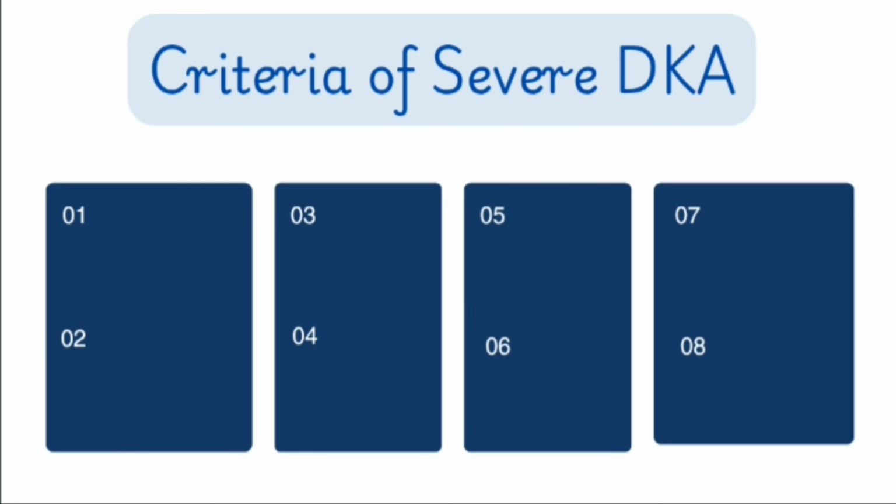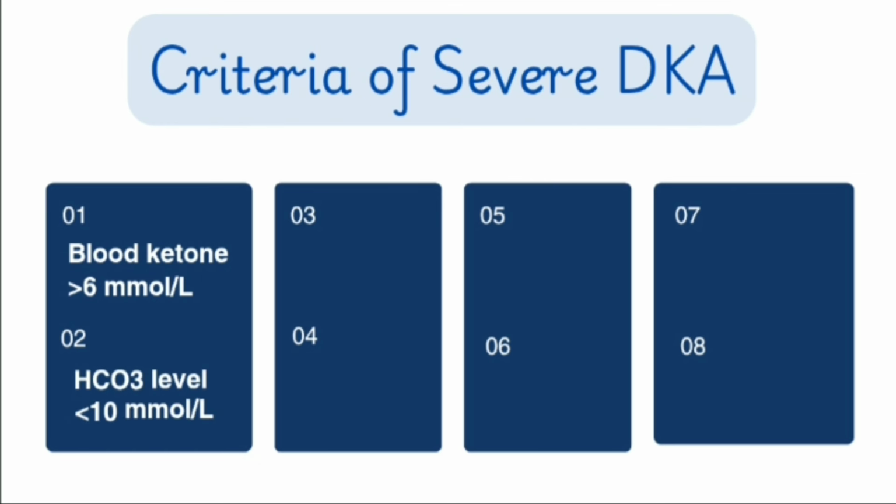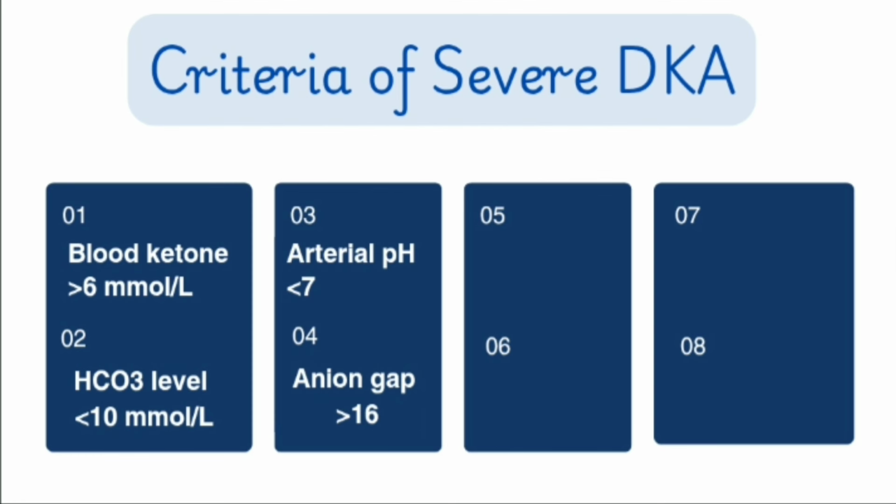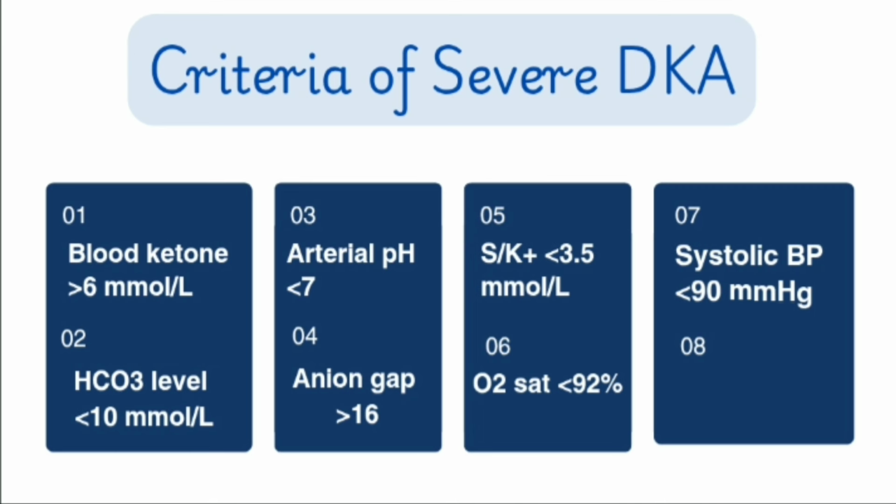Now let's discuss the criteria of severe diabetic ketoacidosis. Number 1, blood ketone levels of more than 6 millimole per liter, bicarb level less than 10 millimole per liter, arterial pH or venous pH less than 7, anion gap more than 16, serum potassium less than 3.5 millimole per liter, oxygen saturation less than 92%, systolic blood pressure of less than 90 millimeter of mercury and pulse less than 60 or more than 100. It means that if only one or more of the following is present, we will classify it as severe DKA.